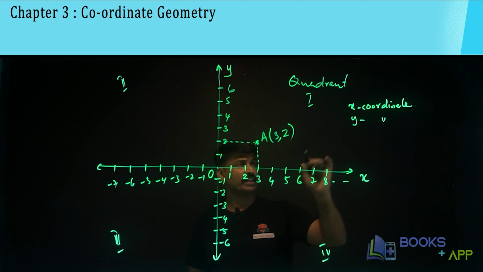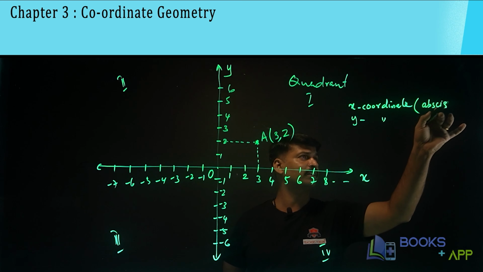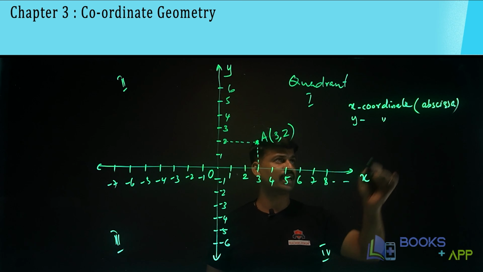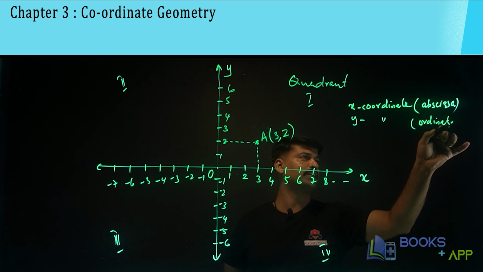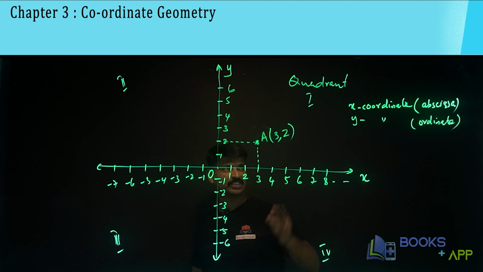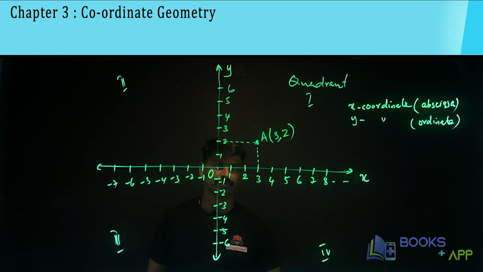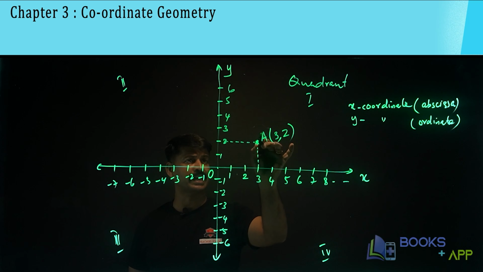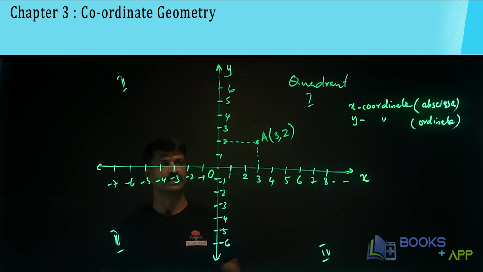Clear? Now the x-coordinate is also known as abscissa, and the y-coordinate is known as ordinate. Okay, so abscissa is the x-coordinate and ordinate is the y-coordinate. So the position of the object at A is (3, 2). First you should write the x-coordinate, then you should write the y-coordinate.